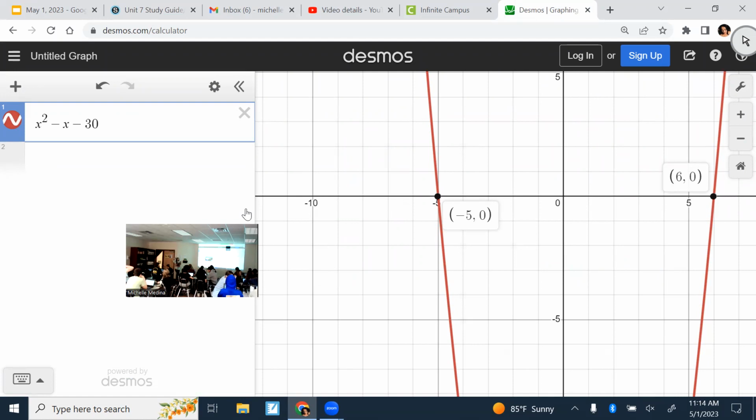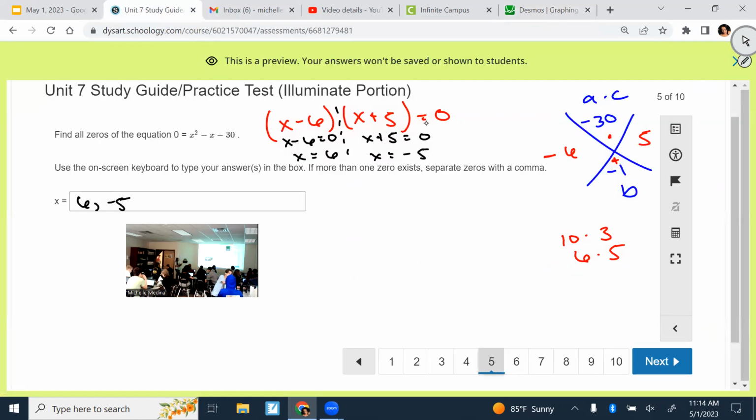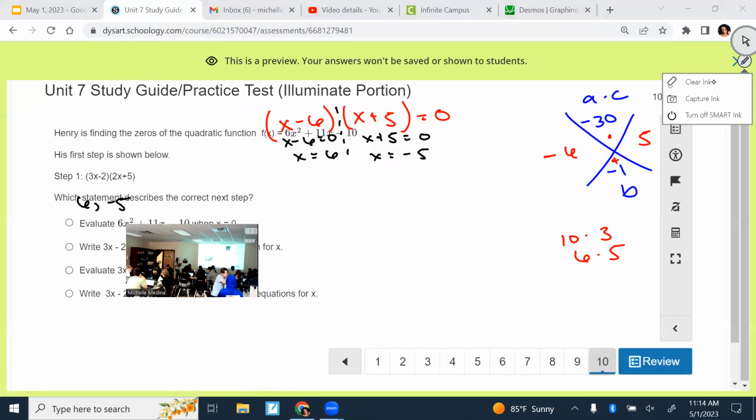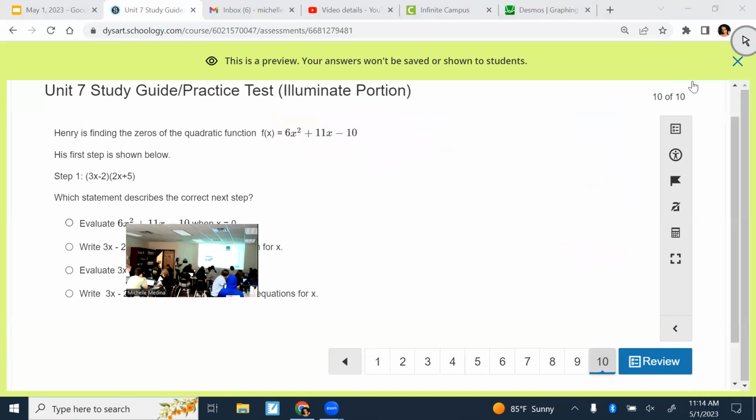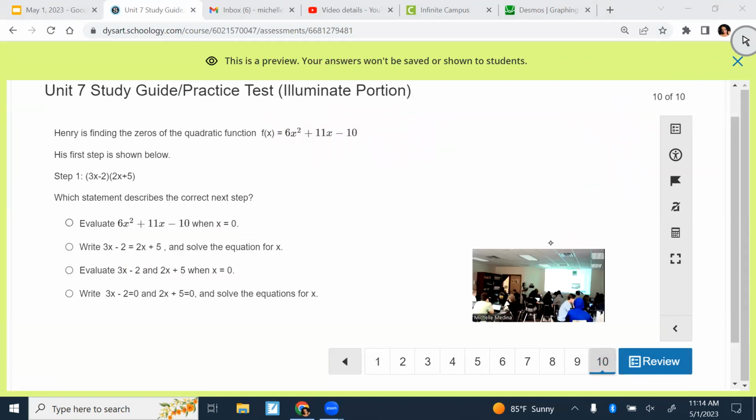Questions on others? Gavin? Number 10 on the study guide. So if you guys don't have this turned in, I have no clue why. It's almost $3.